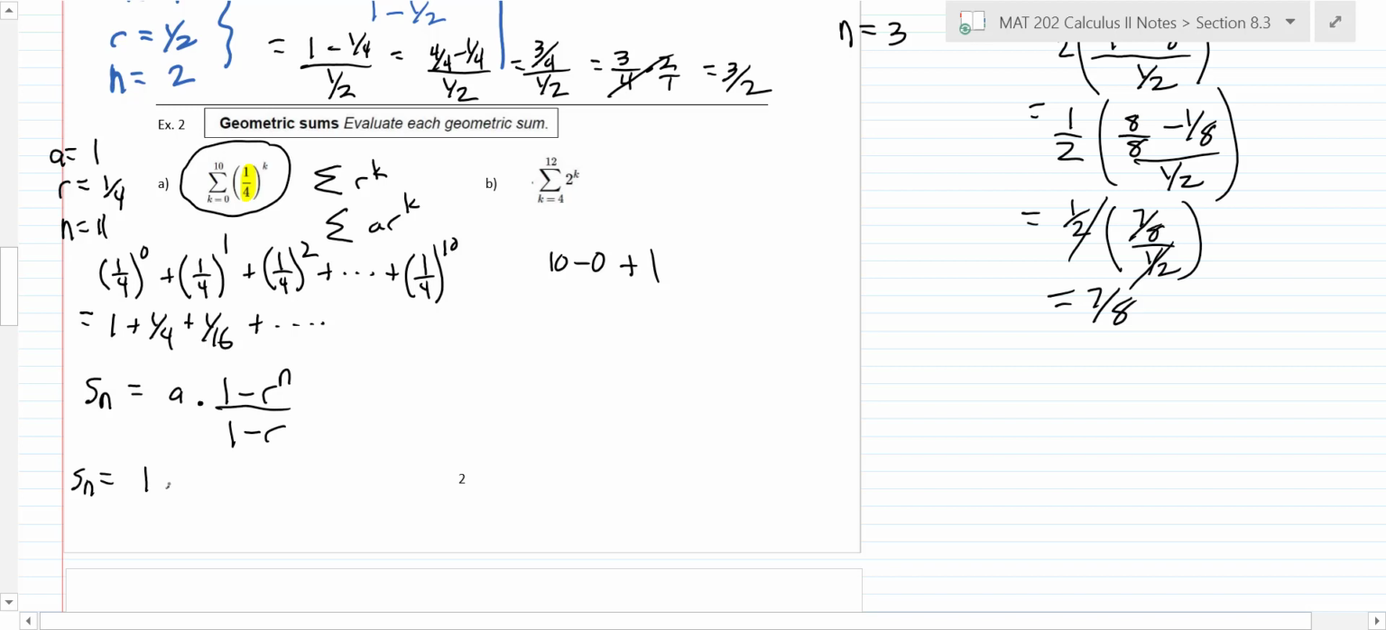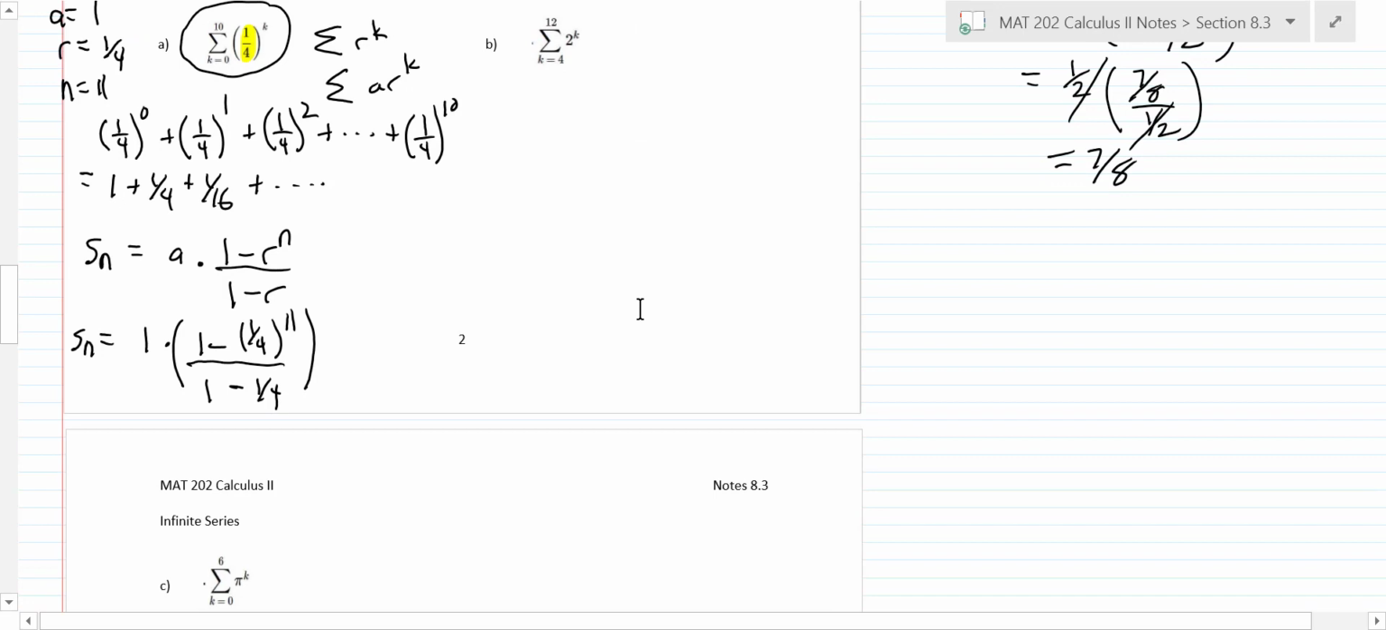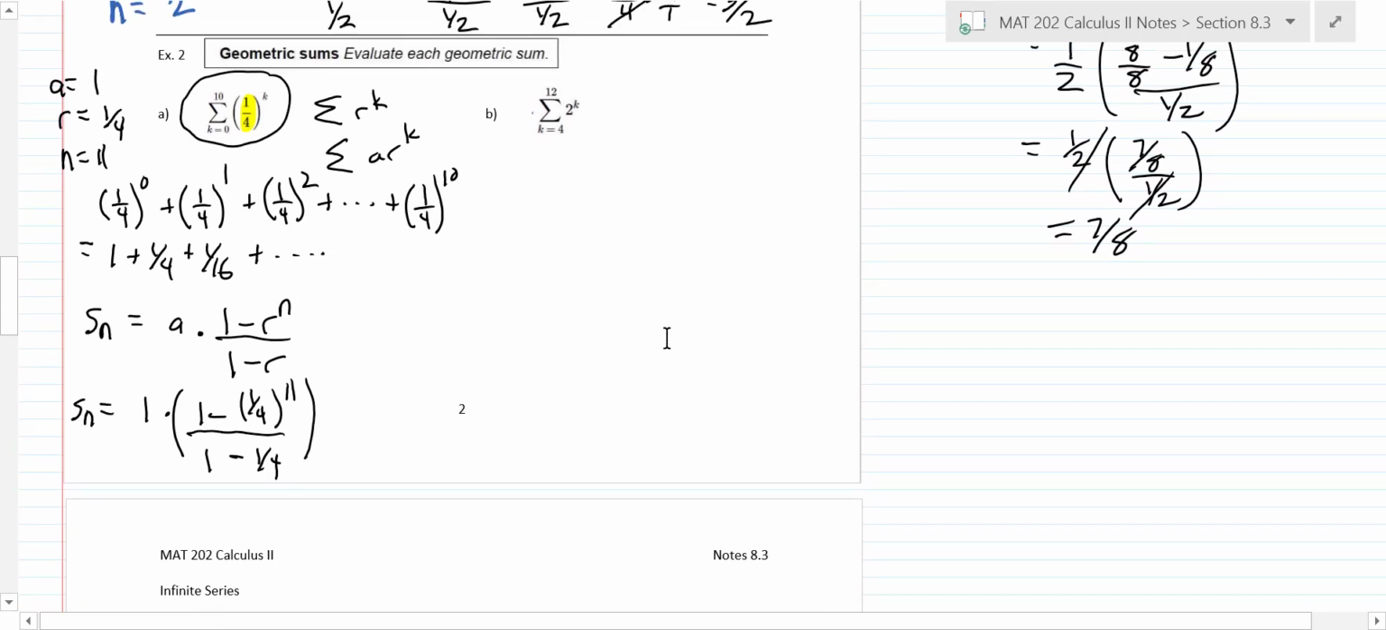So A is 1. We have 1 minus the ratio, which is 1/4 to the 11th power, all over 1 minus 1/4 like that. So we need to work out that arithmetic to get that sum, okay? There's several ways that you can do this, so you don't actually have to do anything with your calculator until the end. Usually I'm just going to use a calculator at the end.